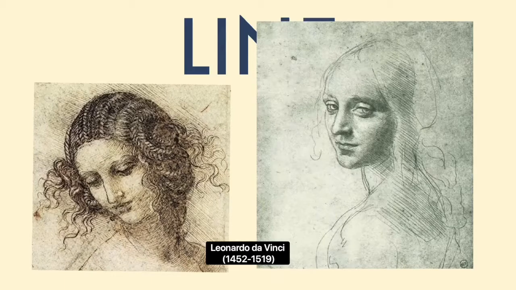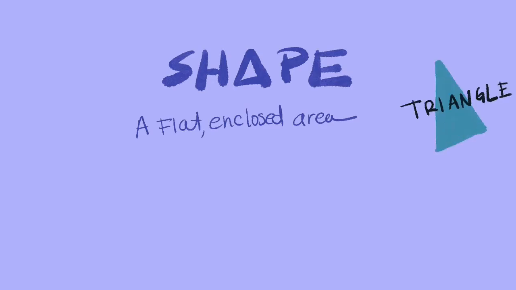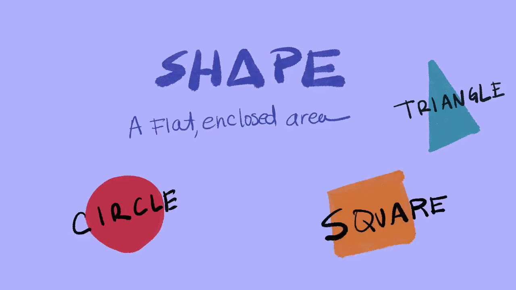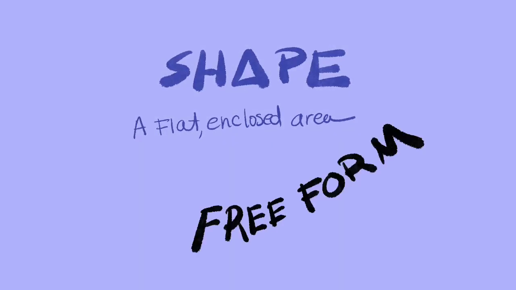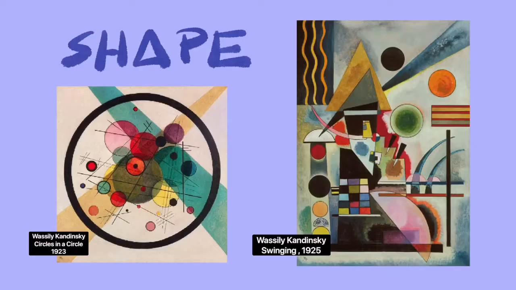Shape is defined as a flat enclosed area. These include triangles, circles, and squares. These are known as geometric shapes. Freeform shapes could be any shape you might find in nature that is harder to mathematically measure.